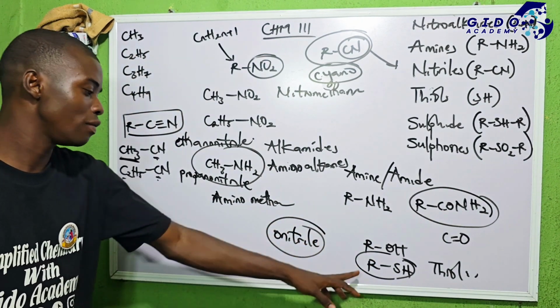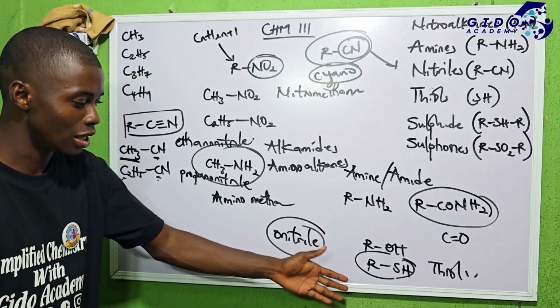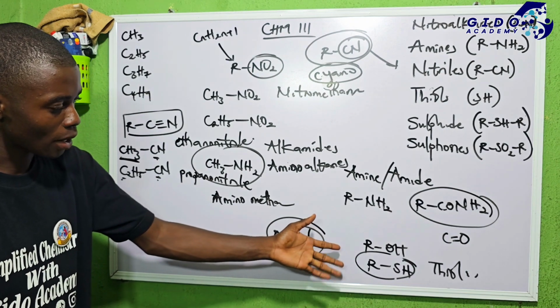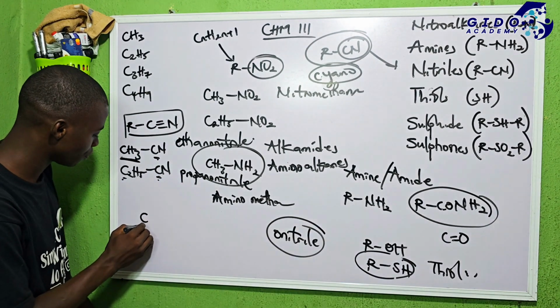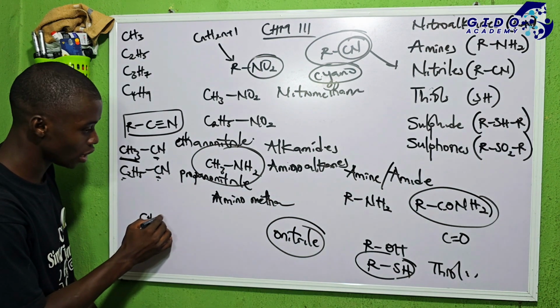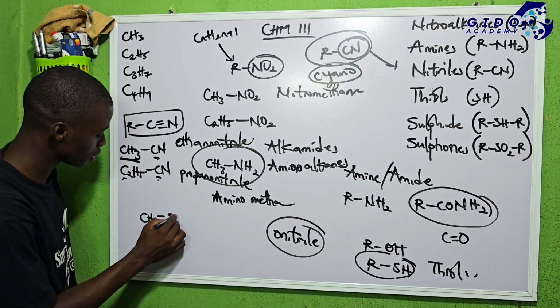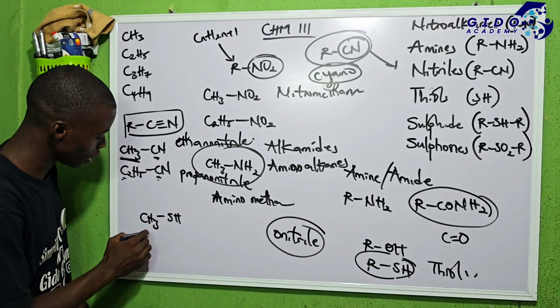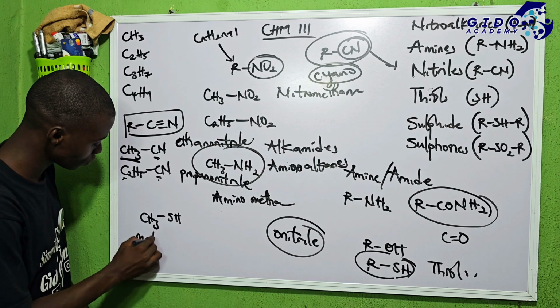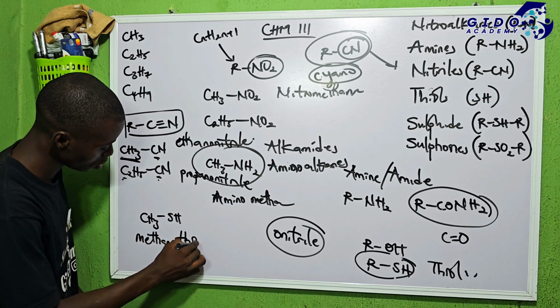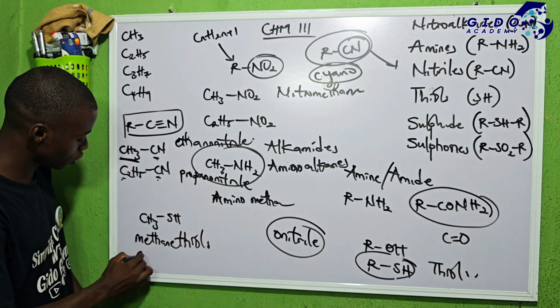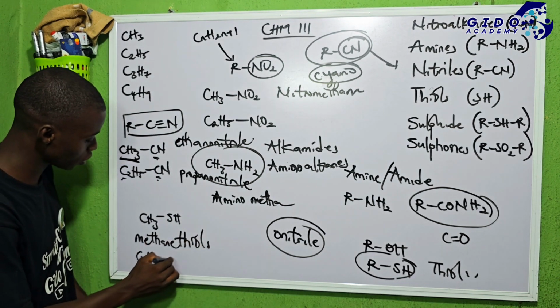And if this place is replaced by methyl, ethyl, that's for the IUPAC nomenclature. Let's say you have something like CH3 bonded to S and H. So if you have something like this, it's now called methane thiol. If you have C2H5, it's called what?